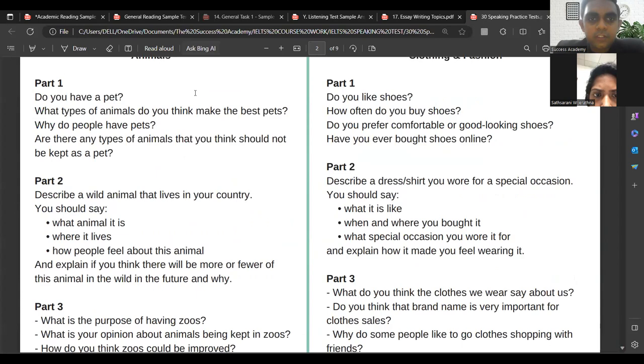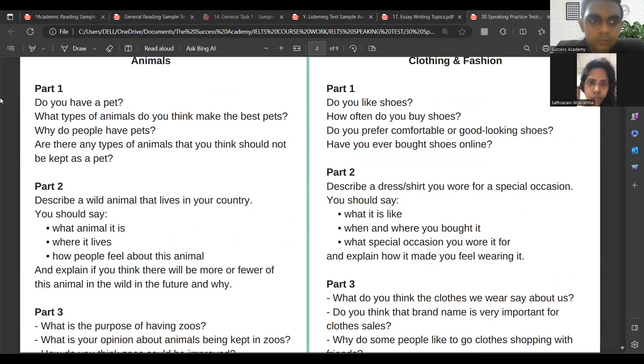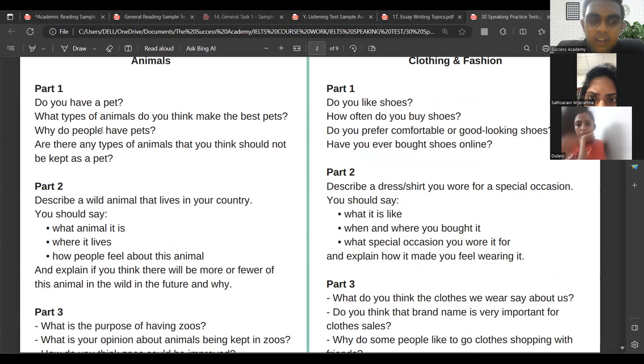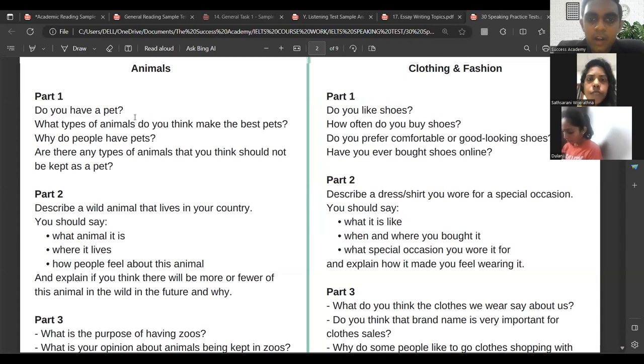Now another question, and Tanuja already asked this. Yes, Teeksha, I'll share this PDF, right? Tanuja already asked this, which is how long should your answers be? For any part 1 question, where are you from? What is your favorite color? Do you have a pet? Any question, at least 3 sentences. All right. For part 1, at least 3 sentences.